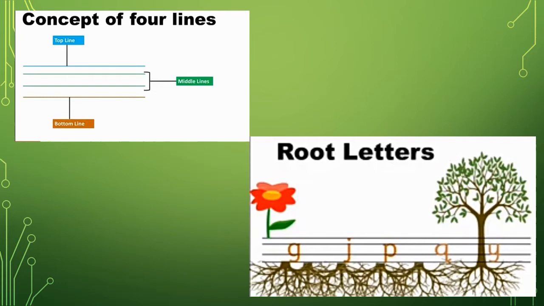As you know, there are 26 alphabets from A to Z, and the root letters are G, J, P, Q, Y. Again I repeat, the root letters are G, J, P, Q, Y.